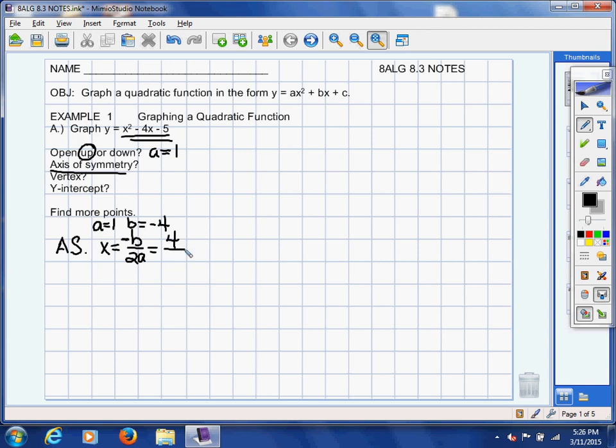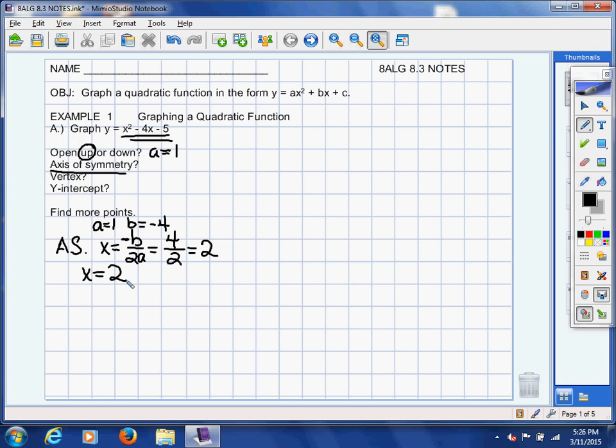So we need to write a positive 4 there. And then 2 times a, 2 times 1 is 2. 4 divided by 2 is 2. So here's our axis of symmetry. It's going to be a vertical line through positive 2 on the x-axis, okay?